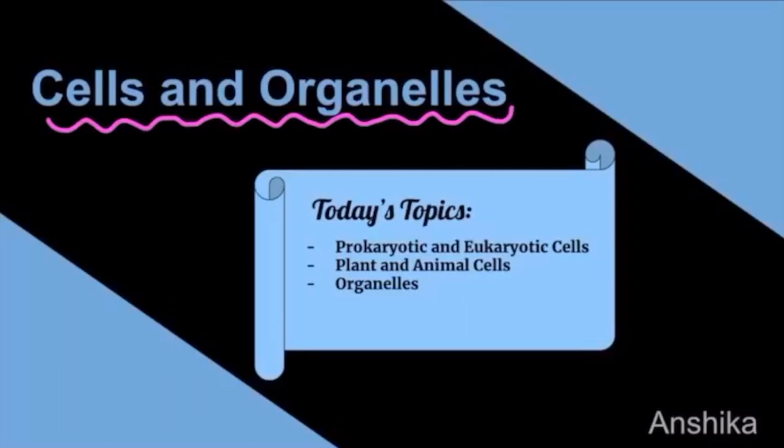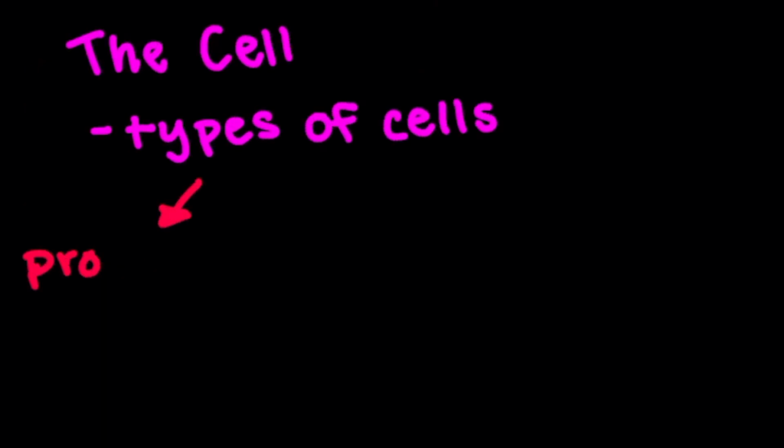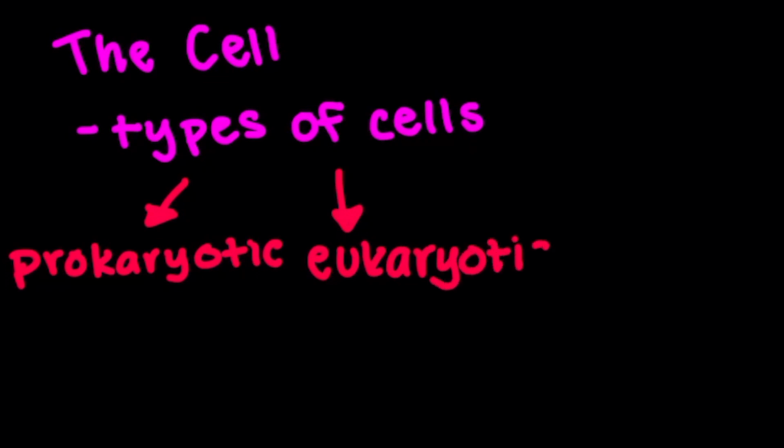Today's topics include prokaryotic and eukaryotic cells, plant and animal cells, and organelles. So the types of cells are prokaryotic, eukaryotic, and under eukaryotic are plant and animal cells. Now let's compare prokaryotic and eukaryotic cells side by side.